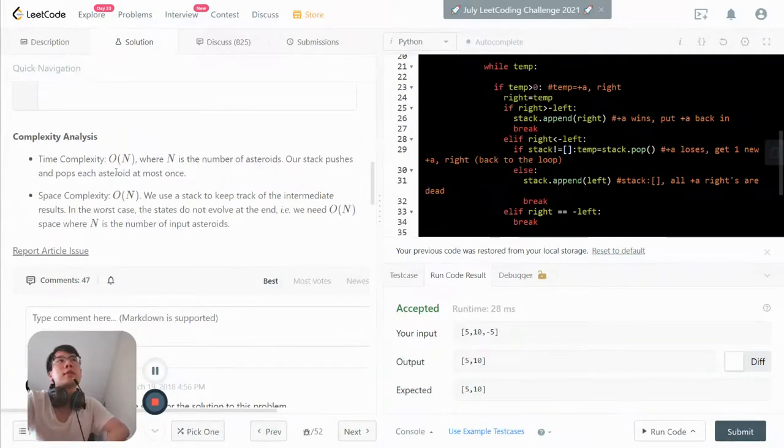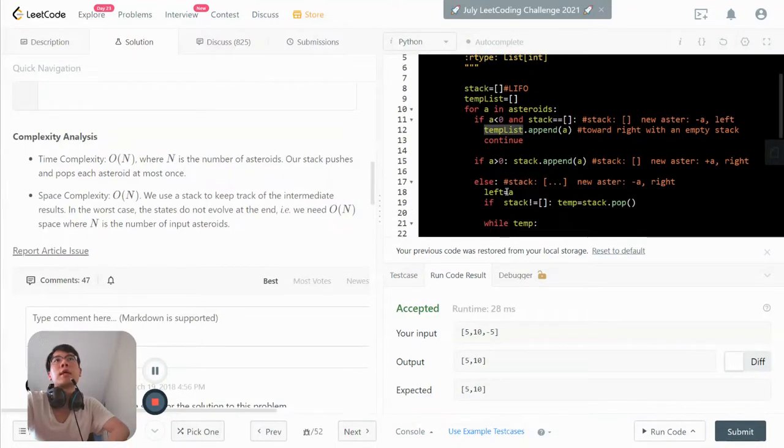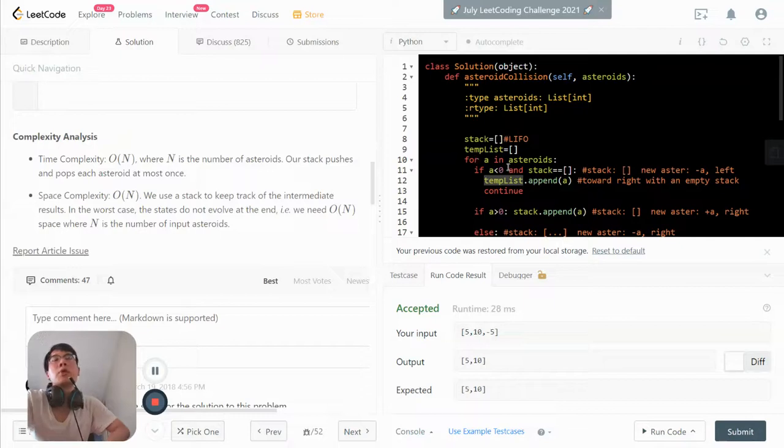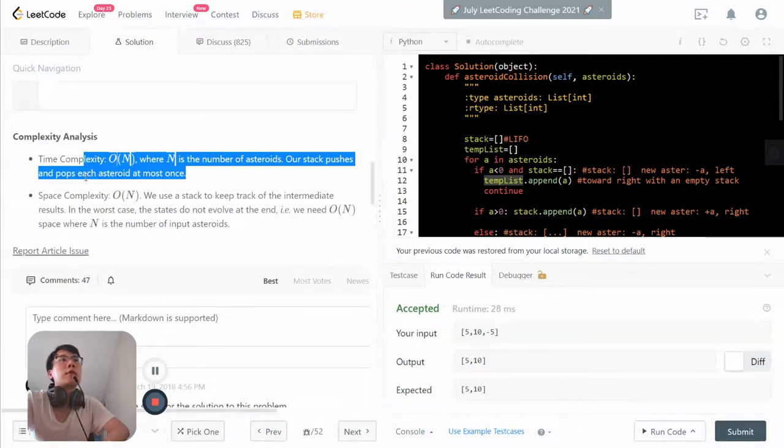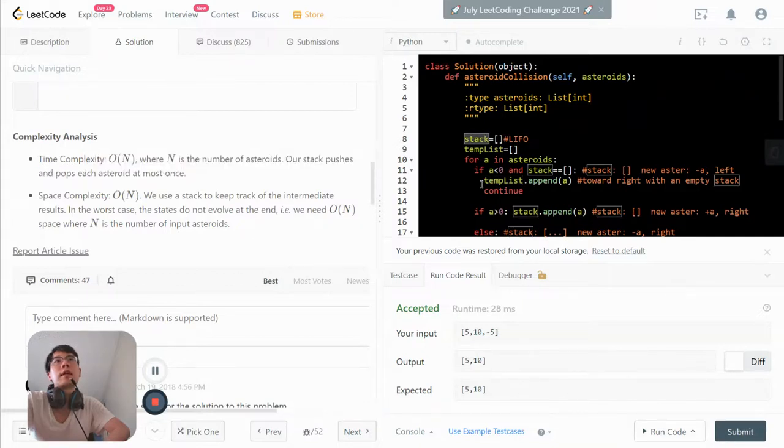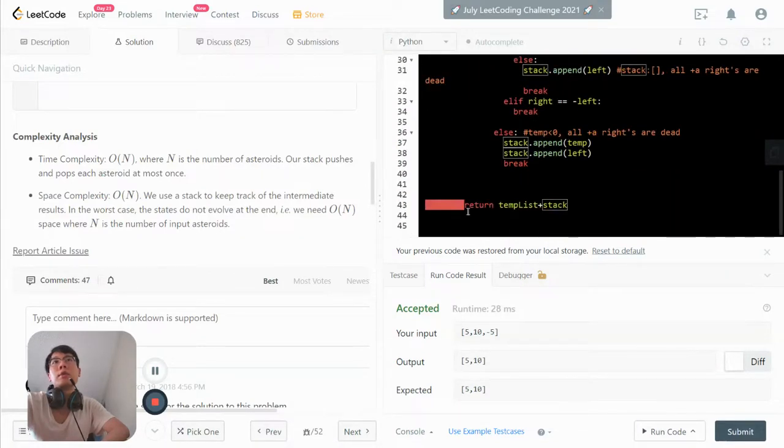Let's talk a little bit about complexity. This complexity analysis is pretty trivial. Time is big O of n, with n being the number of asteroids, because we have this for loop looping through all the asteroids. Space complexity will be O of n as well. That is the worst case where all the asteroids in the list are going in the same direction, so all of them will be in the stack, or in the temp list if everything goes to the left. If everything goes to the right, it just goes to the stack and we return it. So space complexity is big O of n.